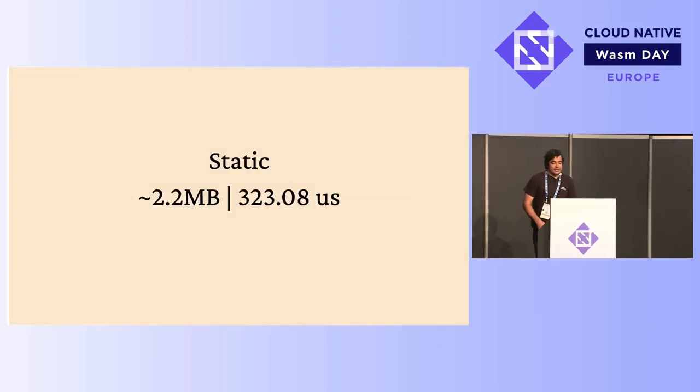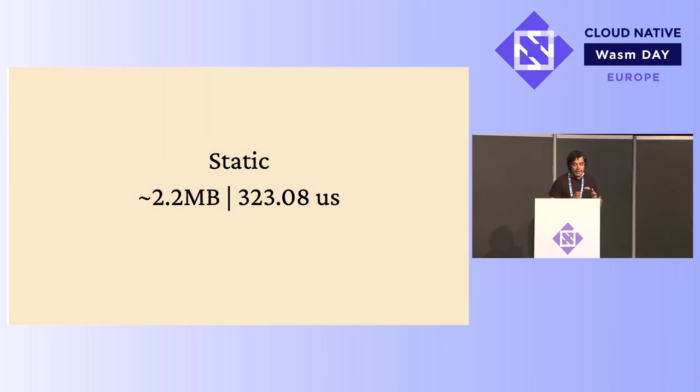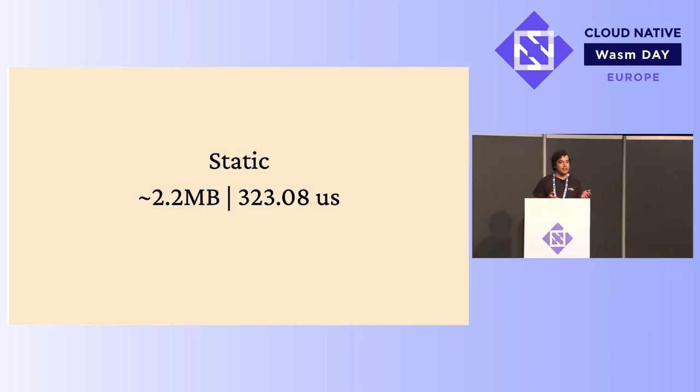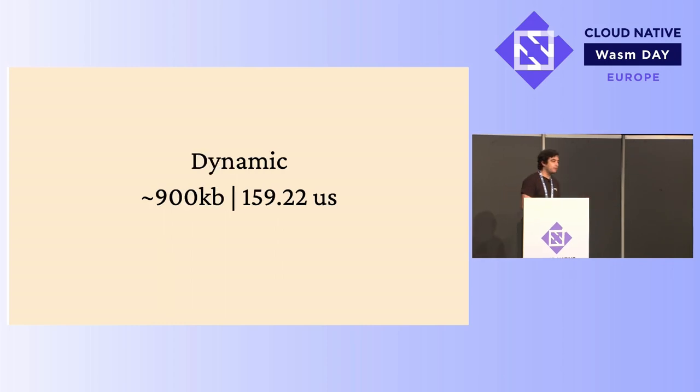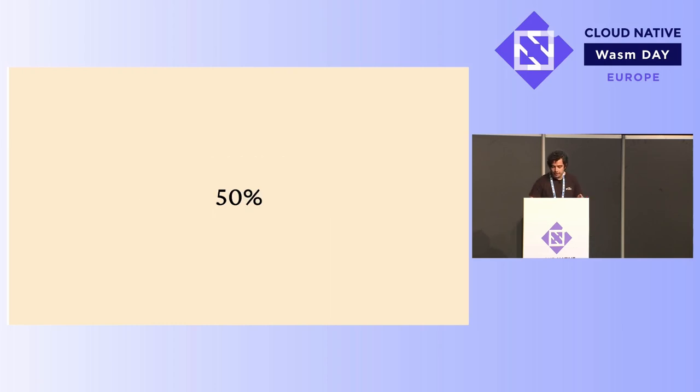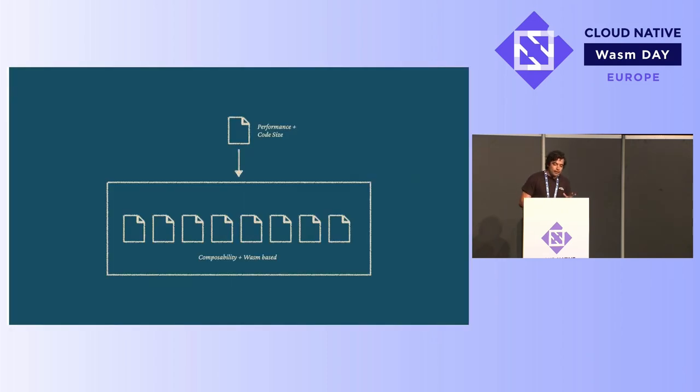All right, so let's go to some statistics. In the static version, we have a binary size of 2.2 megabytes. Let's keep in mind that we are embedding a JavaScript engine, and we have a performance of around 323 microseconds. Now, in the dynamic approach, we have a size of 900 kilobytes and a performance of 160 microseconds. So this means that, in general, we have saved 50% in both size and performance by going through that dynamic link approach.